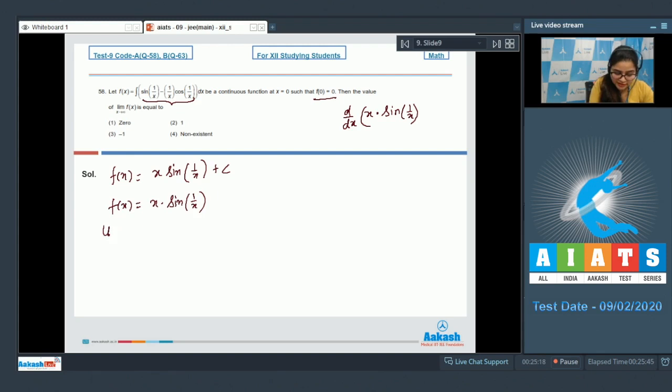Now the question is asking limit x tending to infinity of f of x, that is x into sine of 1 by x. Now when x tends to infinity, 1 by x tends to 0, so just write x as 1 by x in the denominator of sine 1 by x. So this is sine of 1 by x divided by 1 by x. Now x tending to infinity, so this is going to be 0.